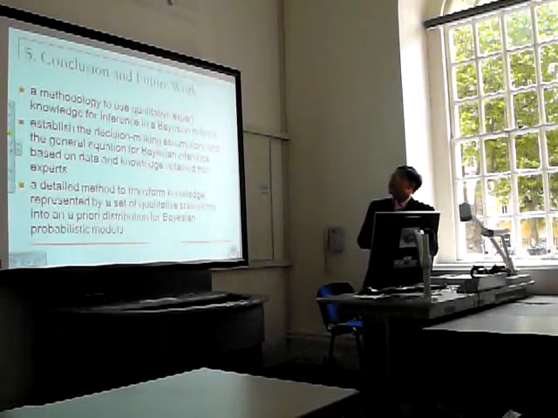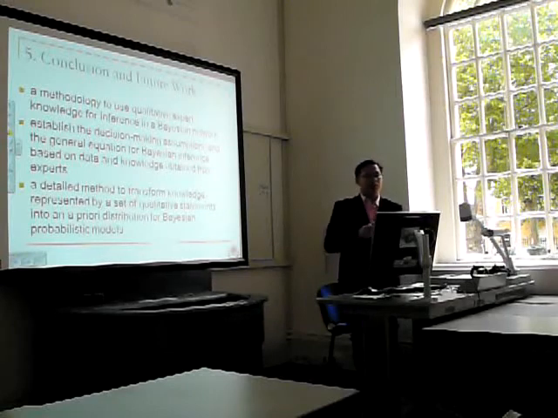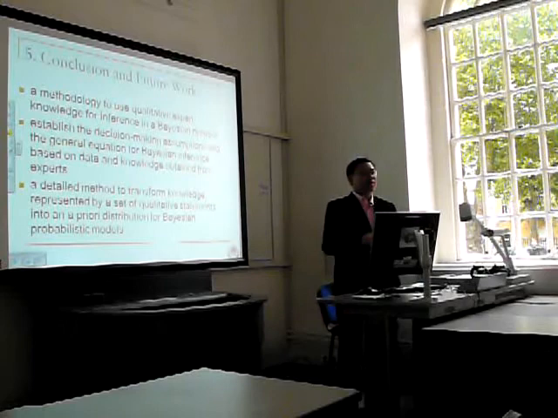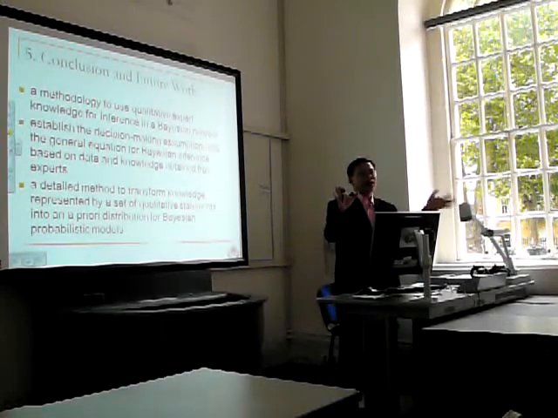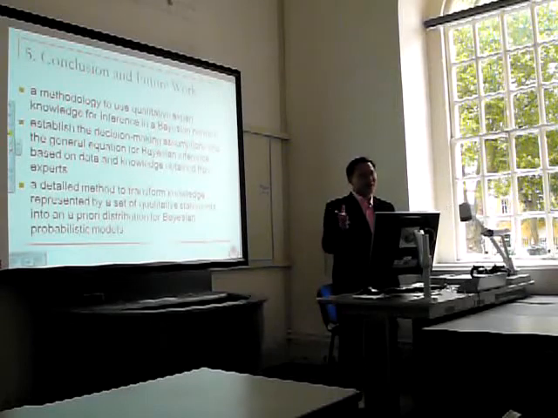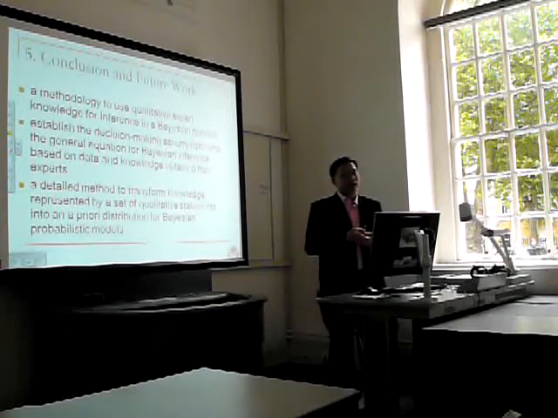Okay, we come to the conclusion. In this paper, I propose a methodology to use qualitative expert knowledge. We ask the expert that if we have variables A and B, should A affect B, or should B affect A, or do B and A have no relationship between them. We take this as an argument we call omega, and we put the omega into the Bayesian equation.